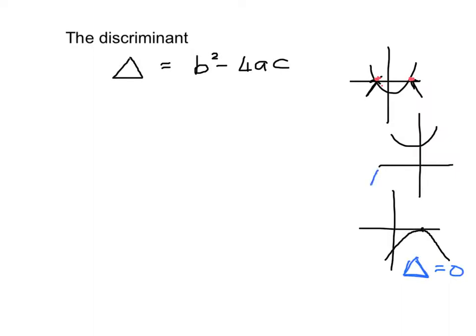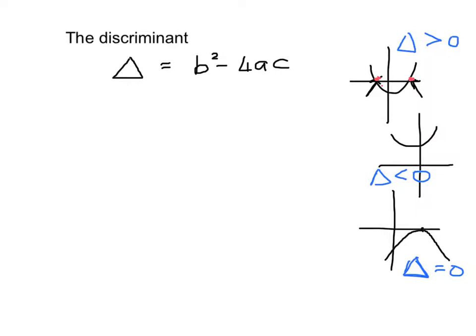Here, our discriminant is a negative number. Our discriminant is going to be less than 0. And in this case, when we have two roots, our discriminant is going to be greater than 0. So by working out this value, we know what the graph is going to look like, and the number of roots and the type of roots.